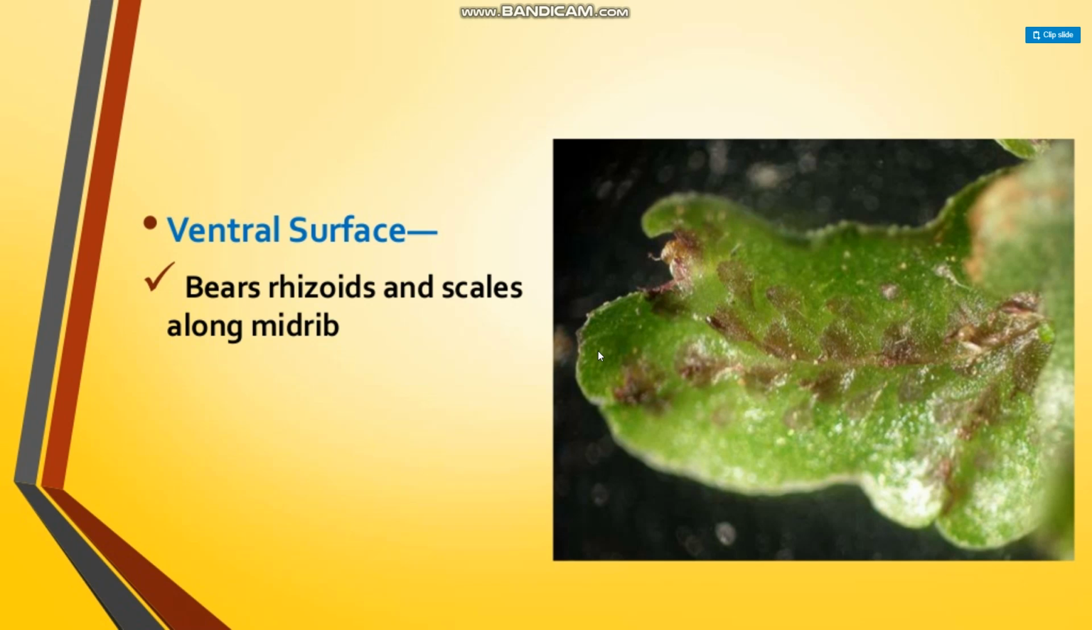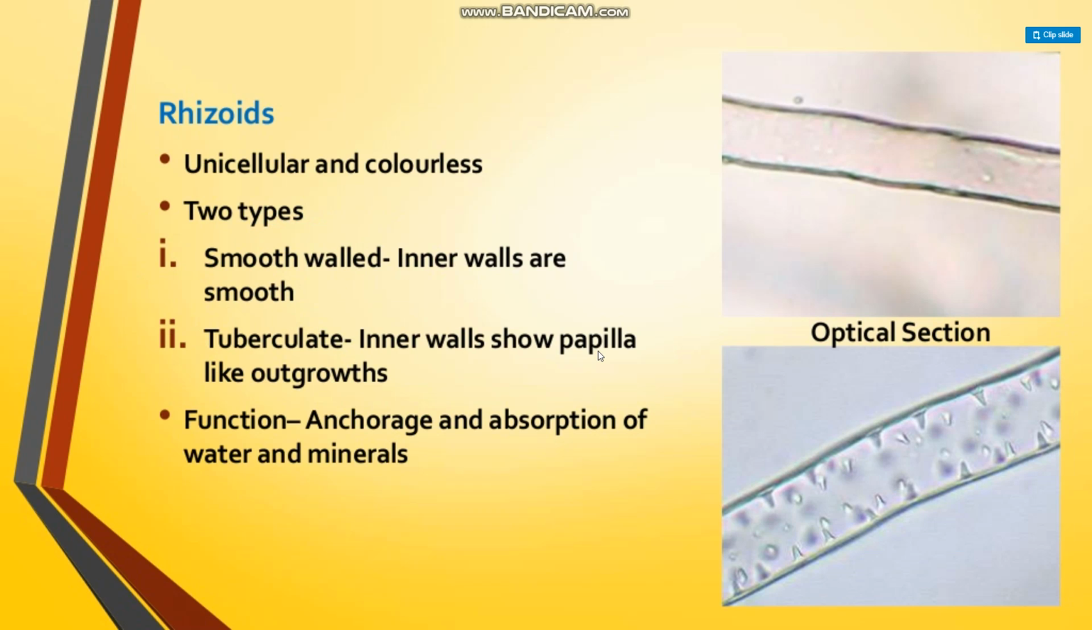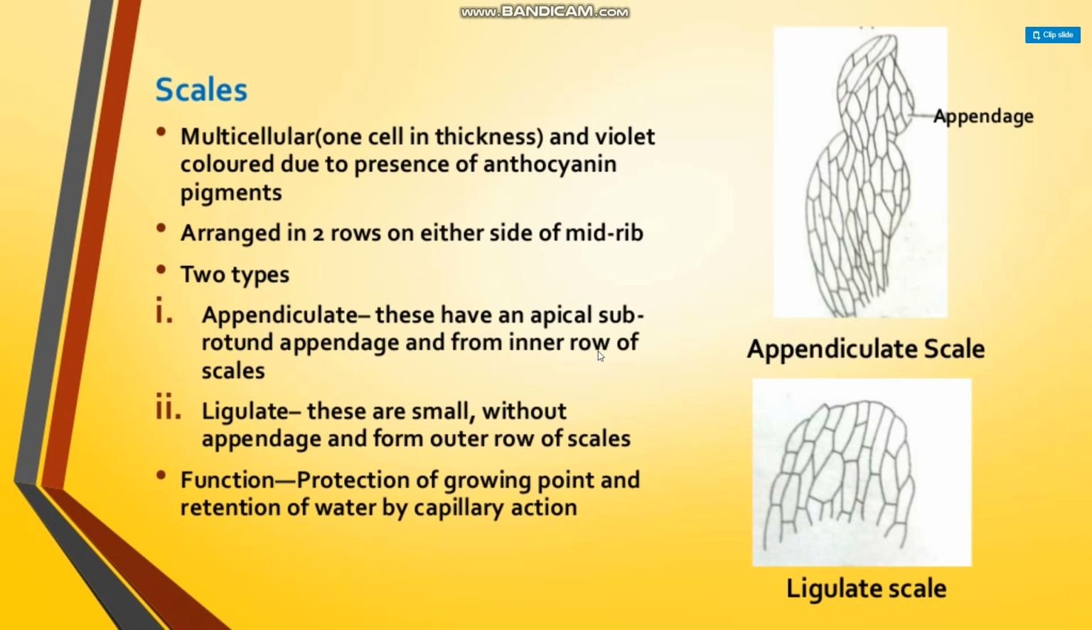Ventral surface. So ventral surface bears rhizoids and scales along the midrib. Rhizoids: rhizoids are unicellular and colorless. They are of two types, smooth-walled and tuberculate. In smooth-walled, inner walls are smooth, and in tuberculate rhizoids, the inner walls show papilla-like outgrowths. Function: anchorage and absorption of water and minerals.